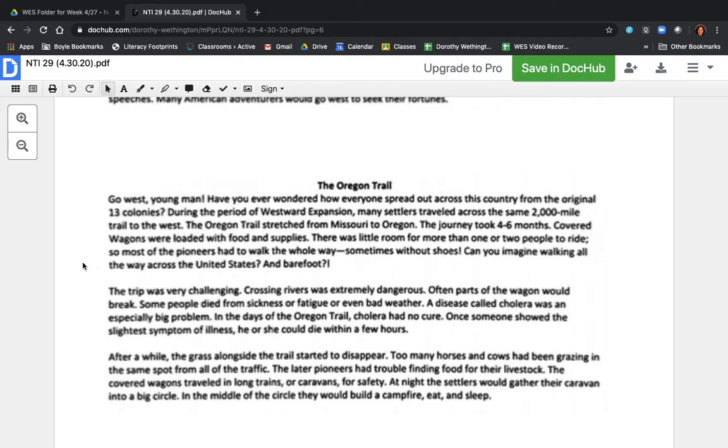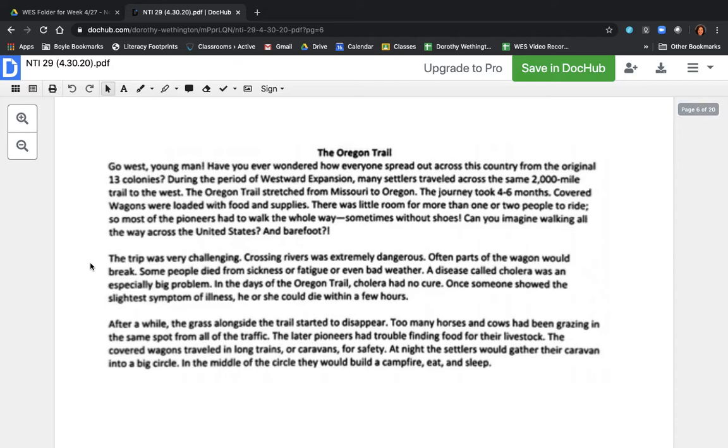The Oregon Trail stretched from Missouri to Oregon. The journey took 4 to 6 months. Covered wagons were loaded with food and supplies. There was little room for more than 1 or 2 people to ride, so most of the pioneers had to walk the whole way, sometimes without shoes. Can you imagine walking all the way across the United States and barefoot?